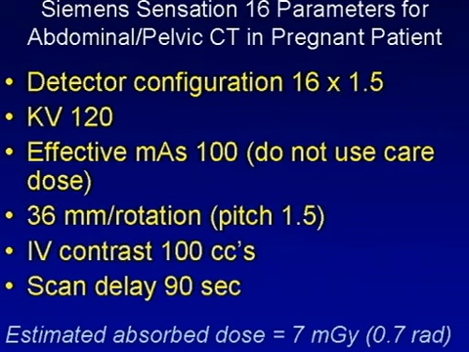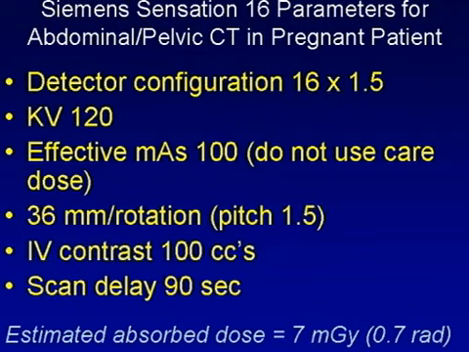So I've given you here some of the parameter changes that we would make using our Siemens Sensation 16 scanner when performing an abdominal pelvic CT scan in a pregnant patient. So we use a detector configuration of 16 by 1.5, a KV of 120. We do not use CARE Dose. We set the effective MAS for 100. We use a table feed of 36 millimeters per rotation, which is equivalent to a pitch of 1.5. We would give 100 cc's of non-ionic intravenous contrast and our scan delay of 90 seconds.